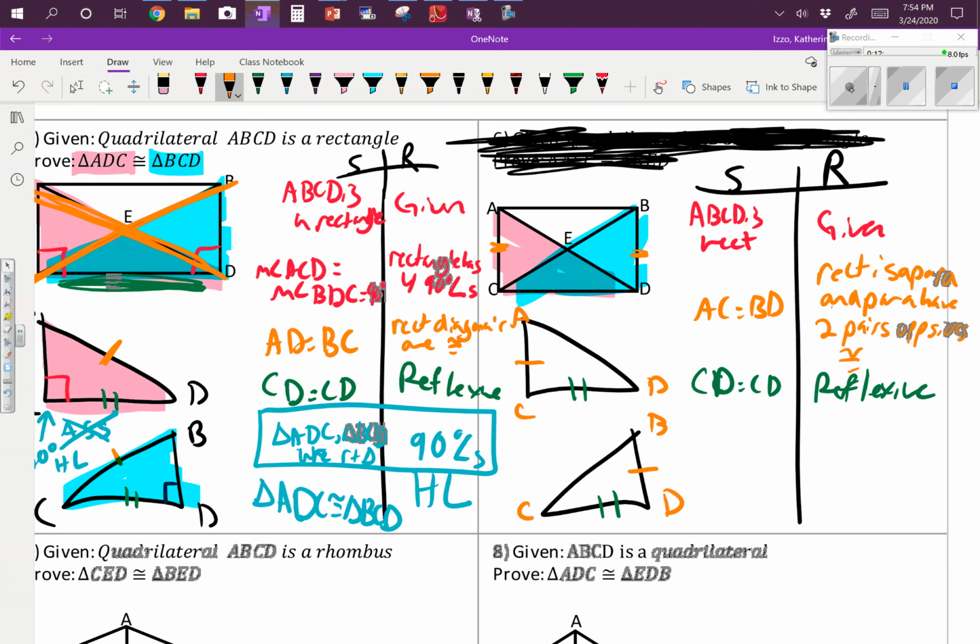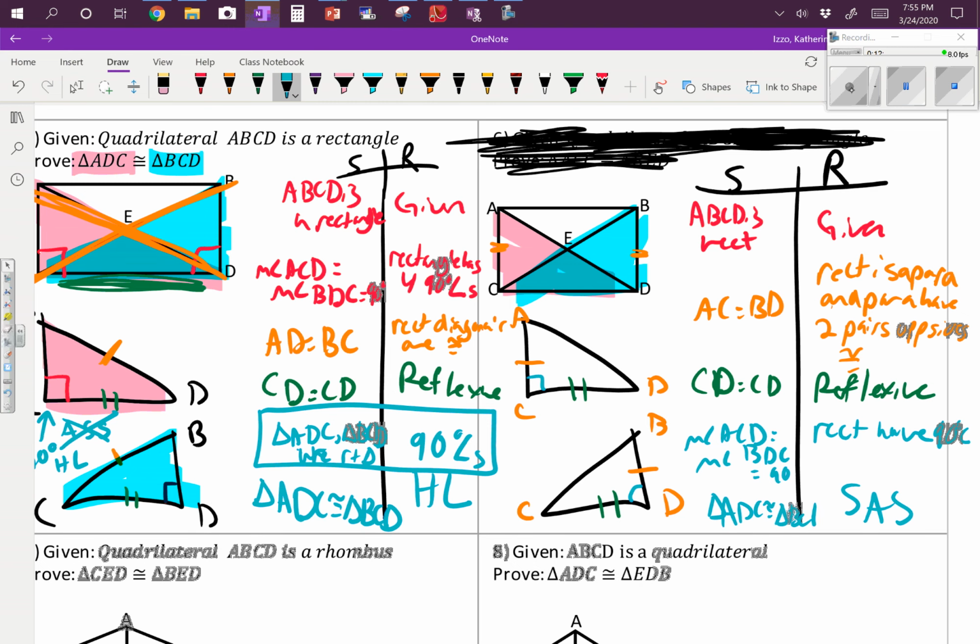I'm just going to end pretty flatly with rectangles have 90-degree angles. And that's going to get me measure angle ACD equals measure angle BDC equals 90. And that's going to get me side angle side because the angle is trapped. And in that way, I've got triangle ADC is congruent to triangle BCD.